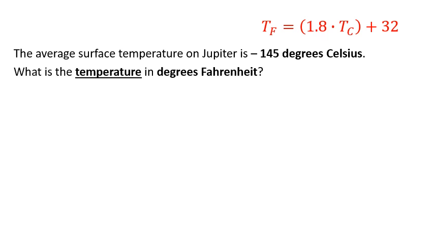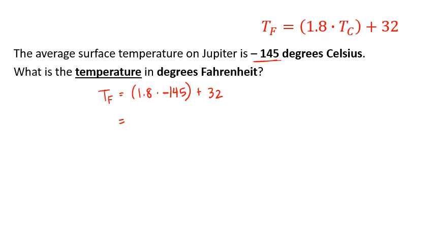So if we look at our formula here, we have temperature in Fahrenheit equals, now this time we're going to multiply times 1.8. So 1.8 times the temperature in degrees Celsius. Here it's negative 145. So make sure to carry that negative, okay? So times negative 145 plus 32.